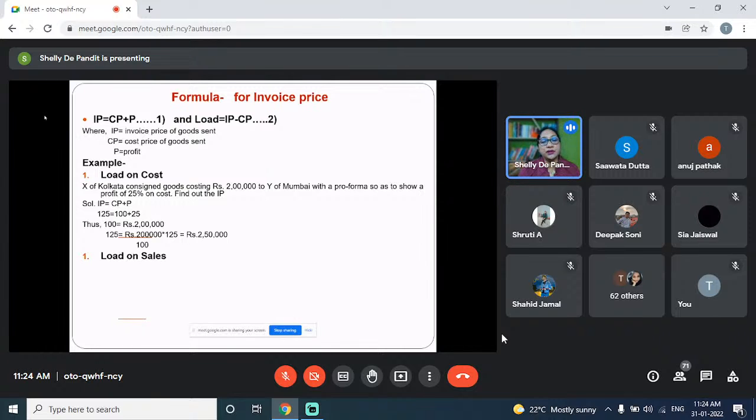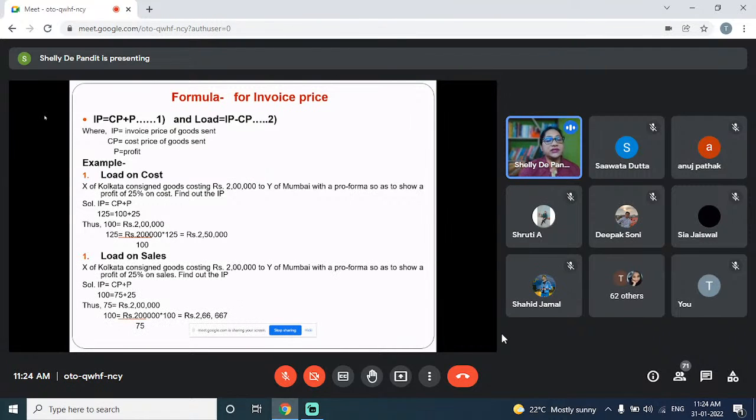So your load is 50,000. So this is how to find out the load on cost. Let us concentrate on load on sales, giving you the same example. Only one thing has been changed, that is the profit of 25% on sales.